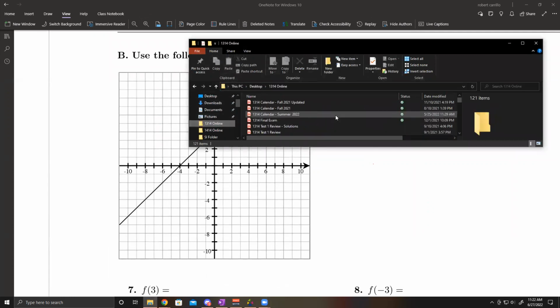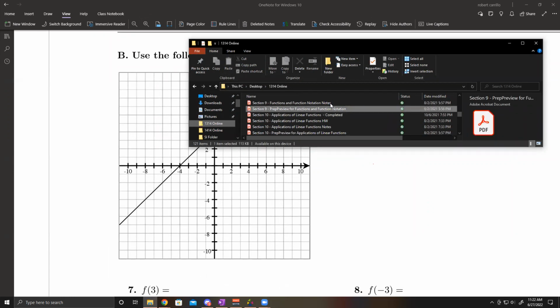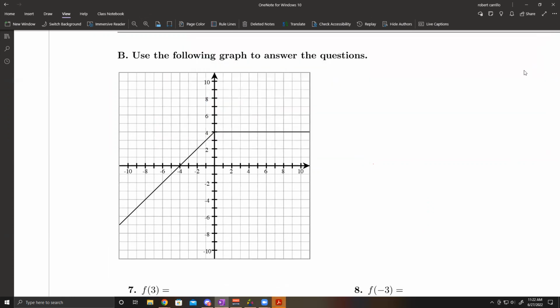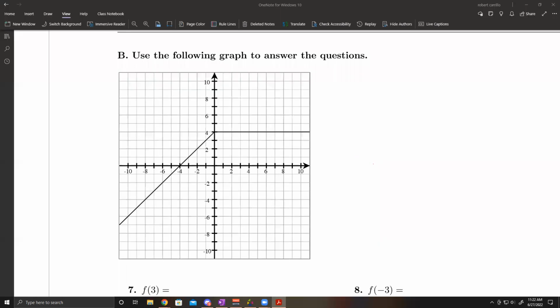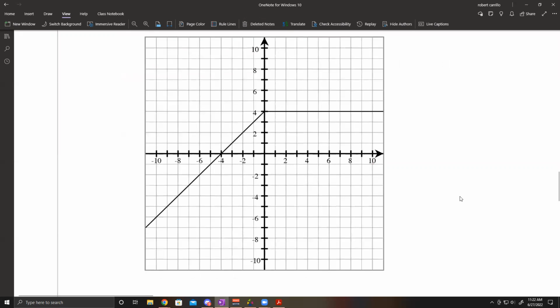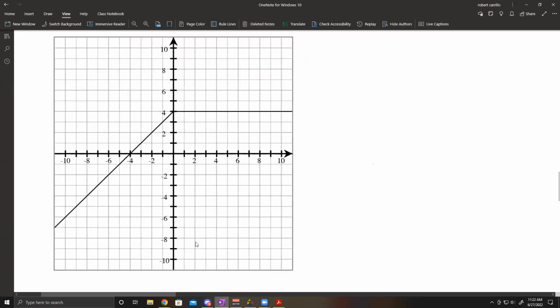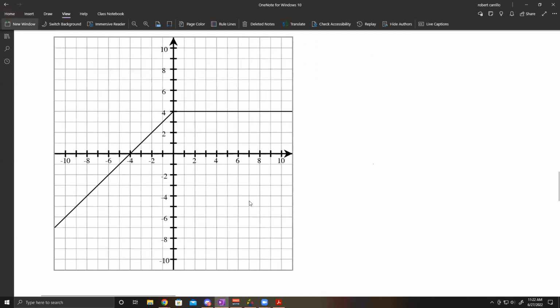Let's see, 13, 14. Number 9. Oops. That one. Okay, cool. Okay, so now looking at this graph, maybe I zoom in one more time. There we go. Perfect. Let's answer the following question.